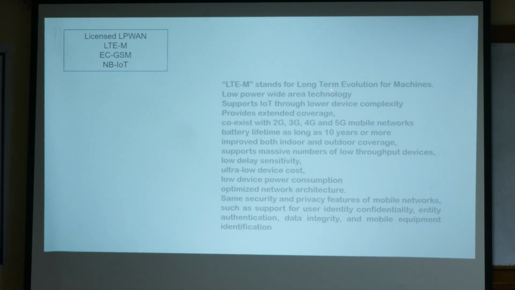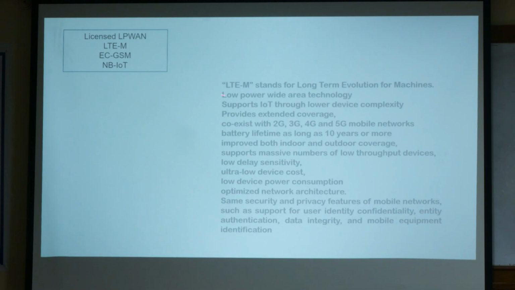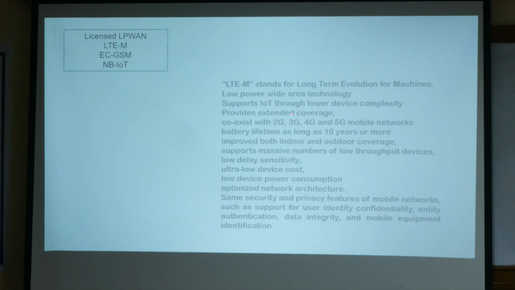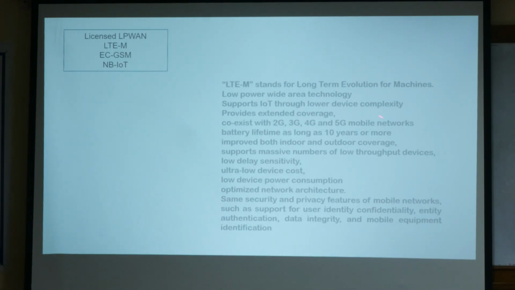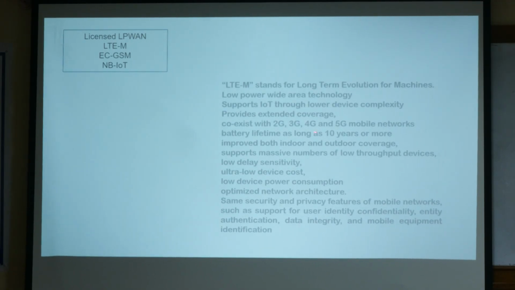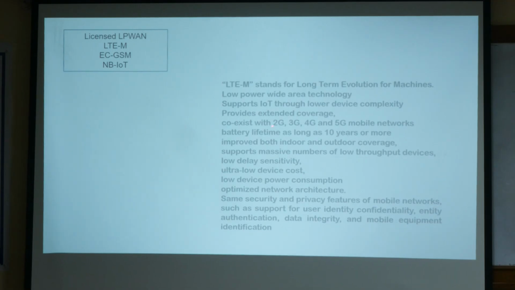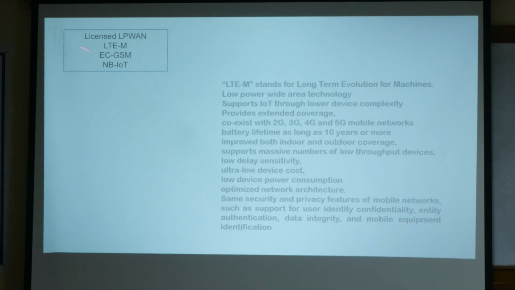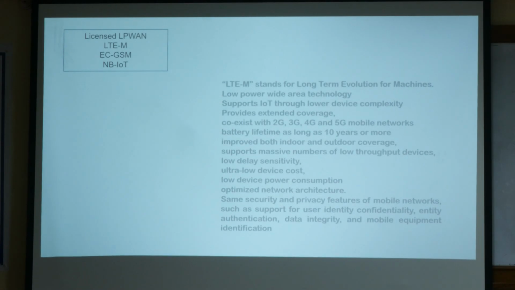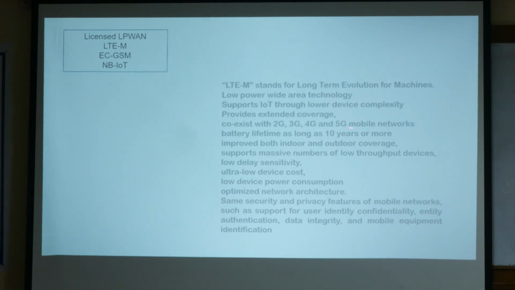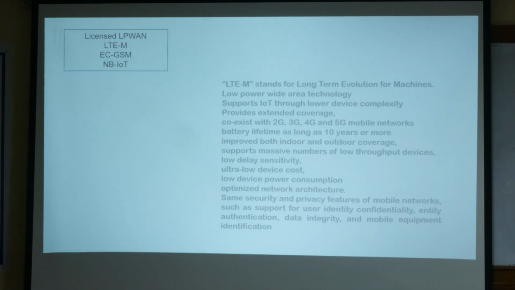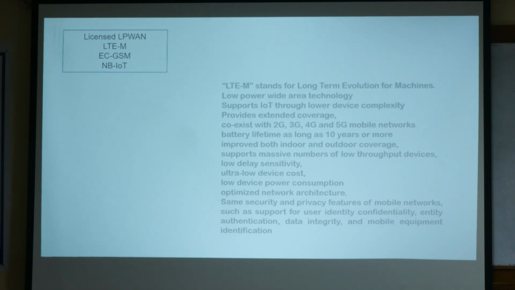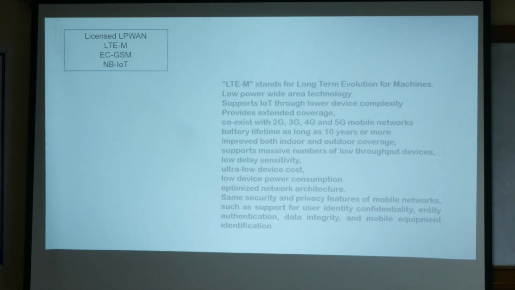So LTE-M stands for long-term evolution for machines, and it is a low-power wide area network that supports IoT devices through low device complexity, and you can coexist along with 2G, 3G, 5G mobile networks. Battery life is 10 years. That is of prime importance, because if you want to extend your battery life, LTE-M will provide you an efficiency of 10 years, which doesn't mean that you put an empty battery over there and then say that it is not giving me 10 years, right?